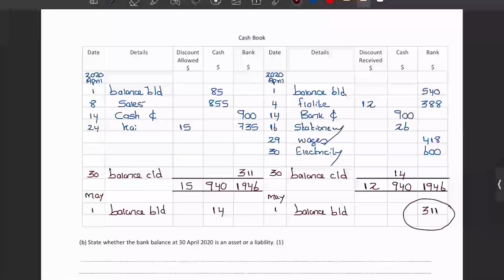So bank balance is on the credit side. So here, it's a liability. Always look at the brought down and make the decision. If the brought down is on the credit side, it's a liability. So you can enter liability over here. Complete it. Liability. So that question is done.